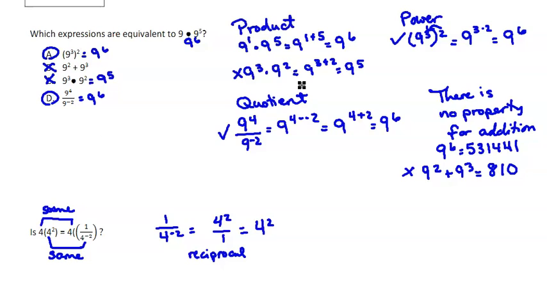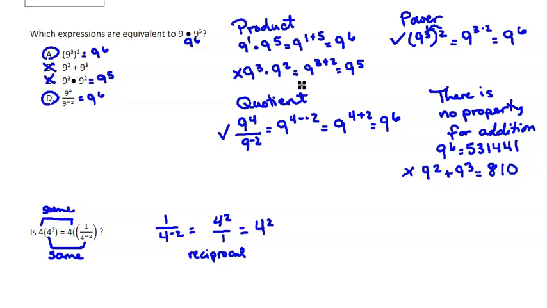So if I look, the first one is the power property. So I have 9 to the 3rd all being taken up to the 2nd power. Remember, power property says that I can multiply my exponents. So this would be 9 to the 6th. So it is equivalent. The second part is adding these two bases.